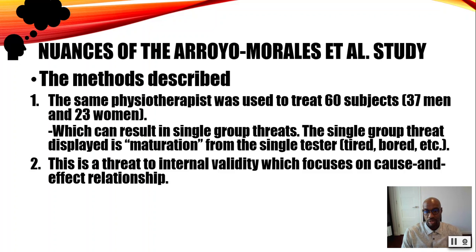And the other threat to it is internal validity. Within the internal validity issue, we're trying to find a cause and effect relationship, and you affect that relationship by having a single tester. Once they start to experience exhaustion, that affects your internal validity. Here we would want to see a number of people utilized, but there's also an issue with the type of therapists that are utilized.